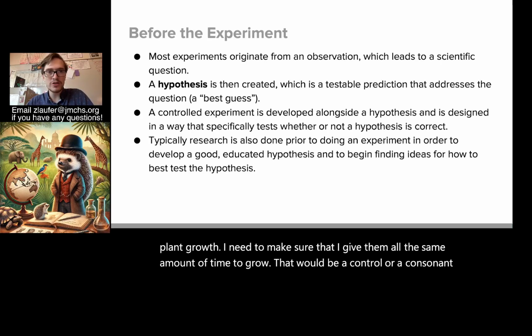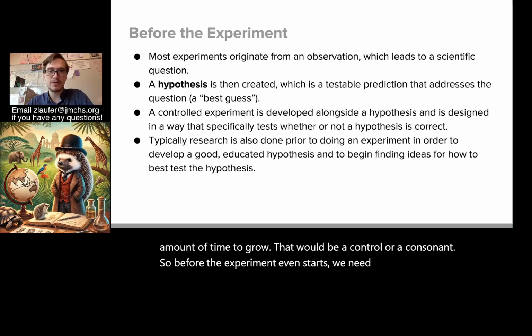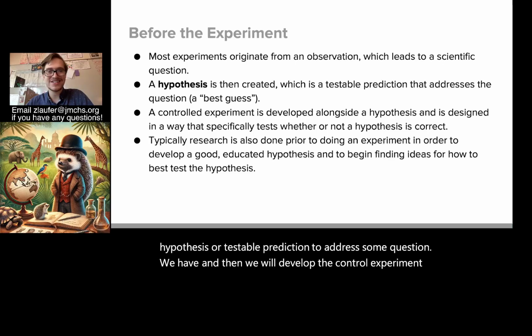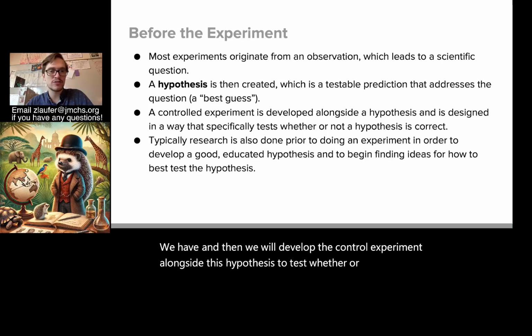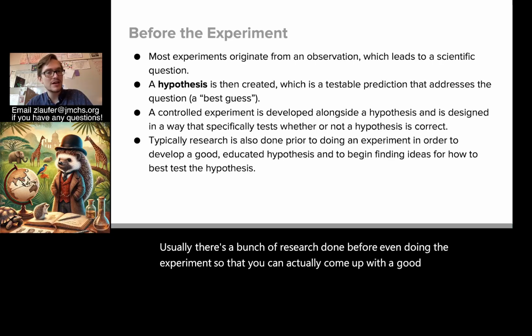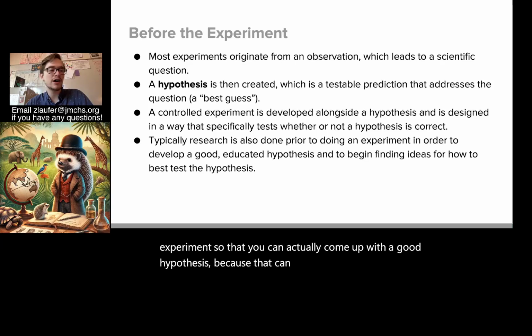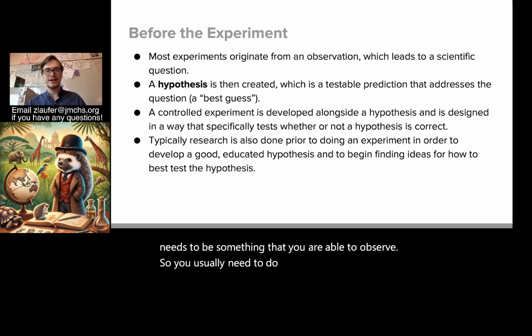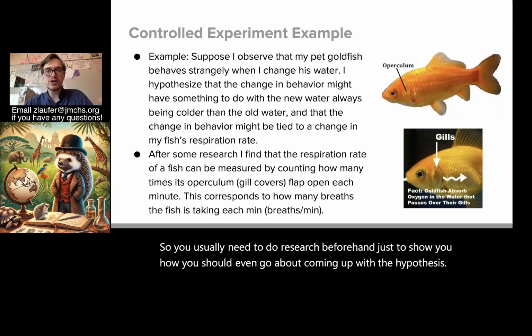So before the experiment even starts, we need to generate a hypothesis or testable prediction to address some question that we have, and then we will develop the controlled experiment alongside this hypothesis to test whether or not it is correct. Usually there's a bunch of research done before even doing the experiment so that you can actually come up with a good hypothesis, because that can be tricky. It needs to be testable. It needs to be something that you are able to observe. So you usually need to do research beforehand just to show you how you should even go about coming up with a hypothesis. Let's go through an example.